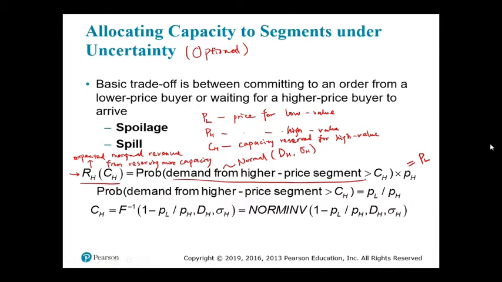From this, we can get this probability should be equal to PL divided by PH. So then, apply the inverse function of this normal CDF, we can calculate the CH value. Okay, so this is the same formula we use for calculating optimal order quantity and optimal service level.